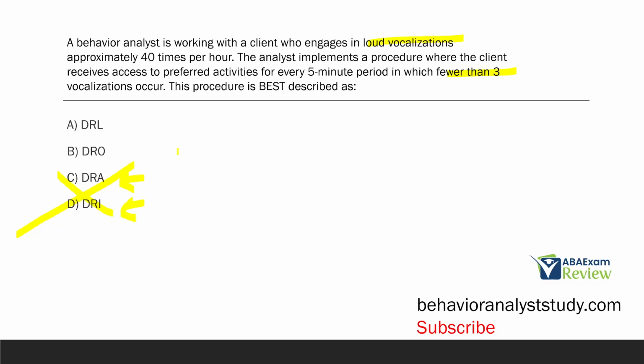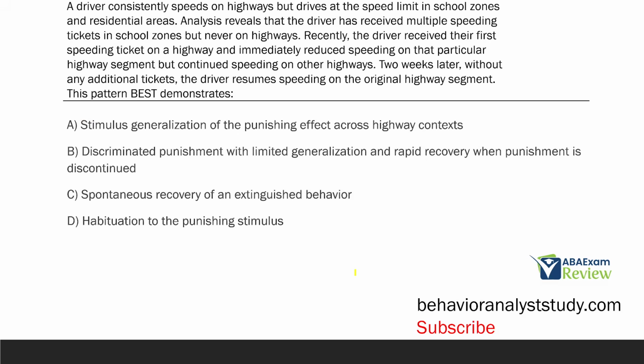Well, DRO, what are we doing? We're reinforcing when the behavior doesn't occur. In this case, the behavior can still occur, just less than normal, which clearly is going to leave us with the DRL. So differential reinforcement, while being a pretty basic concept, if you do get twisted up or confused on the exam, you can pretty easily narrow them down with just a few questions.